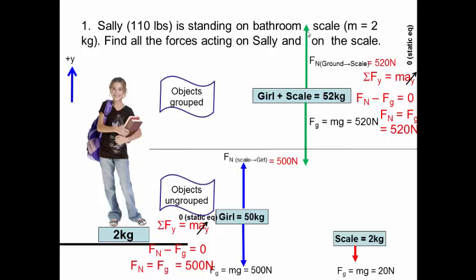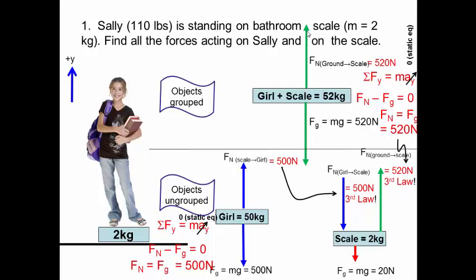And if we look at the scale itself, well, it has its weight of 20 newtons acting downward, and we have the girl standing on it, and we have the ground pushing back on it. And of course, all three of those forces have to add up to 0 because we are not moving in the y direction. That girl pressing down we already solved for in the previous case, which is 500 newtons using the third law, which means we have 500 pressing downward by the girl, 20 pressing downward on the scale. Therefore, the green arrow, the normal of the ground on the scale, must be the sum of those in Newton's first law because it's not accelerating. Sure enough, it's 520 newtons.